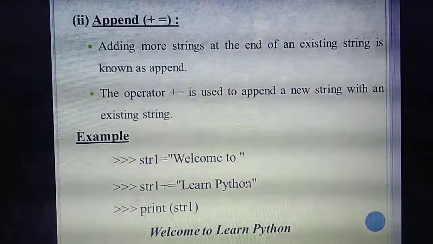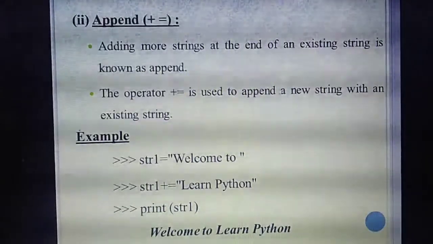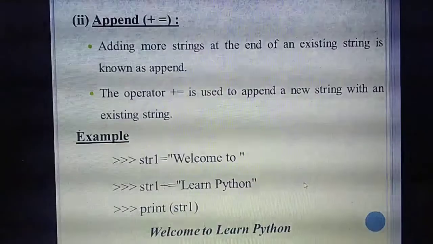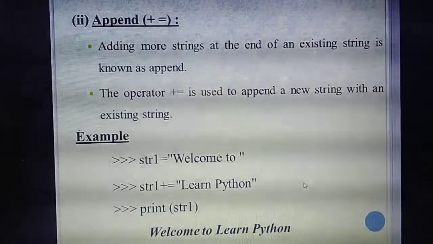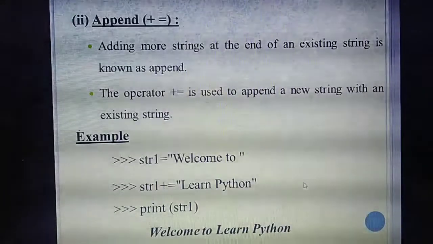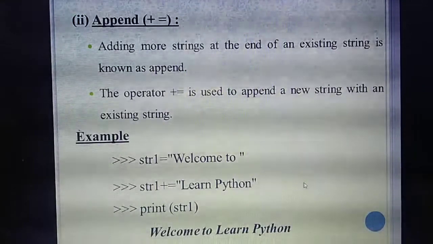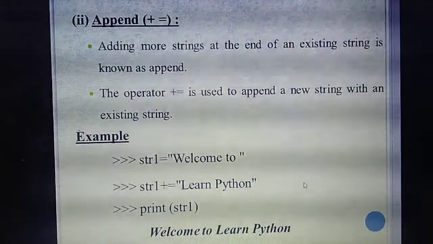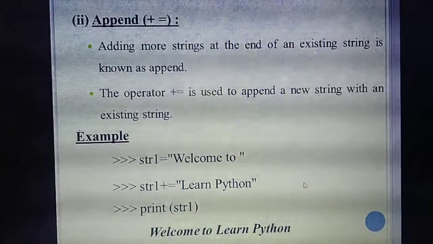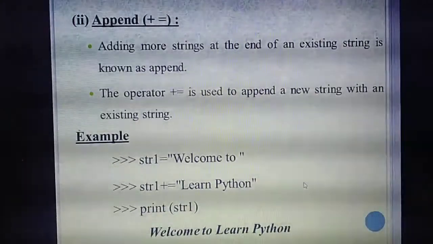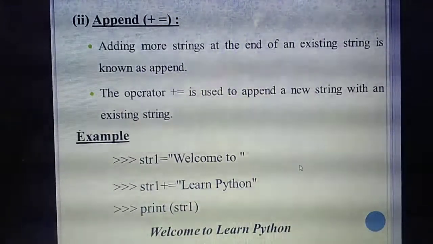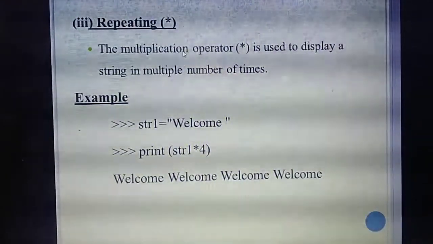Okay, so now you are going to print the string. See the output. Welcome to learn Python. Okay, this is a simple example. Likewise in a line, at the last, you need to add two or three words. At that time, you can use this operator. But concatenation means anywhere you can add. But append, plus equal to, you can add only at the end of the line. So that is called which operator? Append operator. Understand?